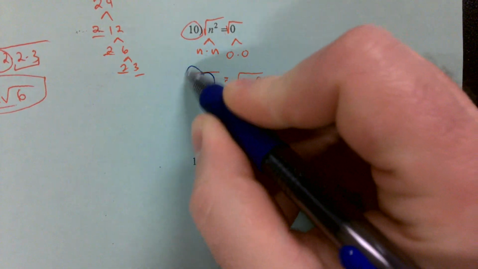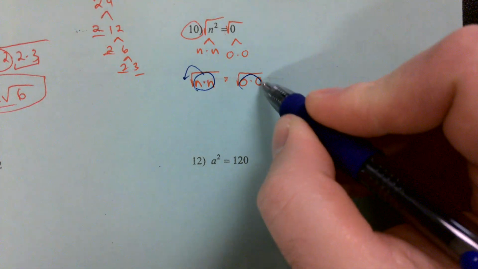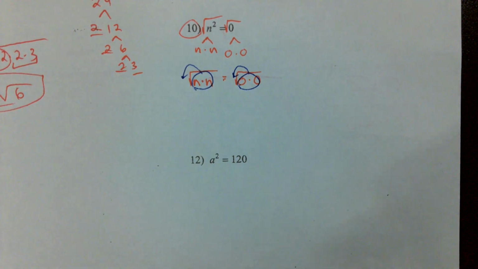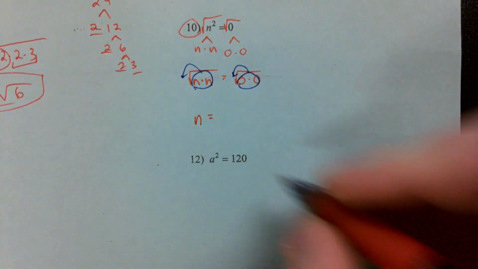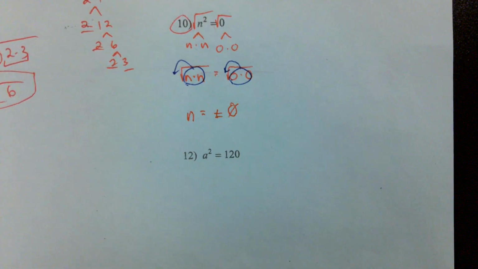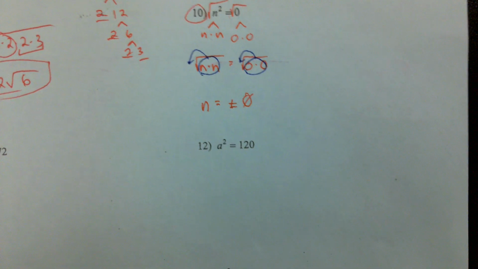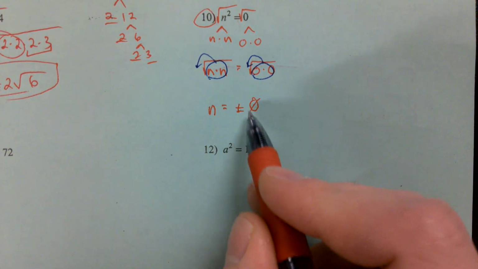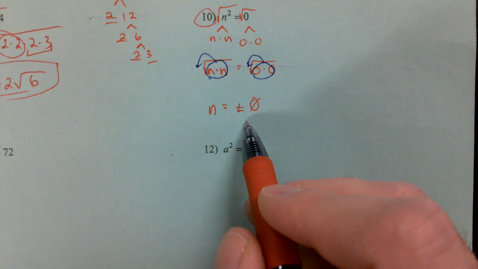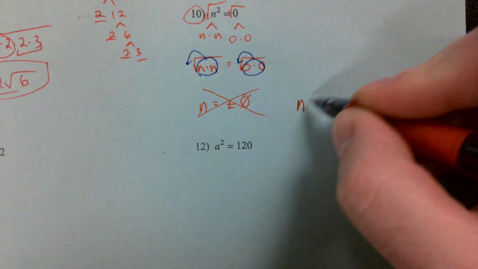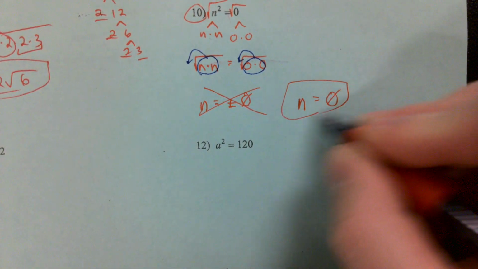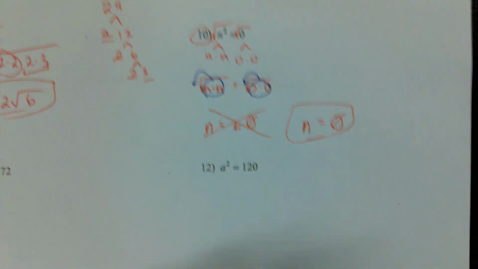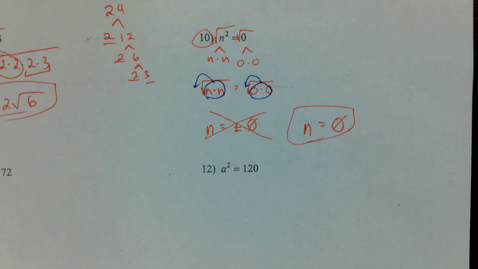I've got a pair of n's that can be brought out on the left, a pair of zeros that can be brought out on the right, and I'm left with n equals plus or minus 0, right? But what's the interesting thing we know about 0? It can't be positive and it can't be negative, so my answer is just n equals 0. It's the one and only time we don't need a plus or minus, when our answer is 0, because like we said, 0 is neither positive nor negative.